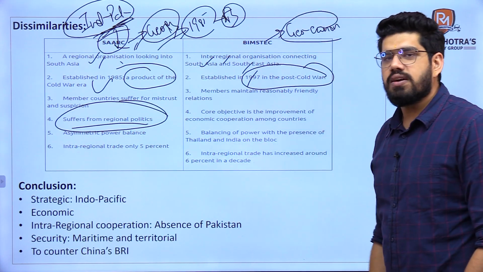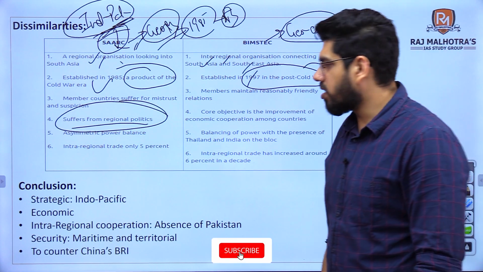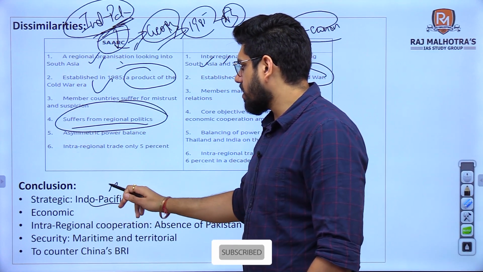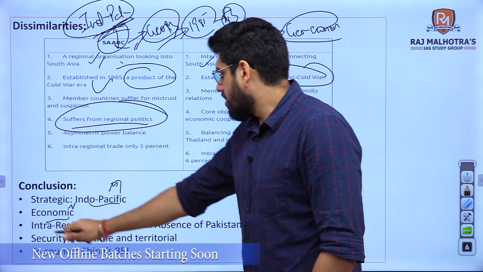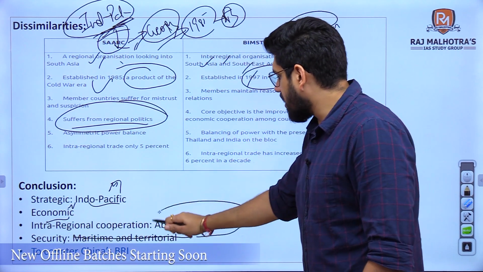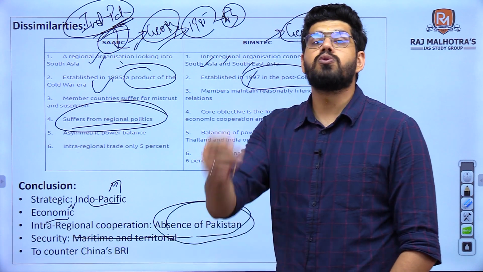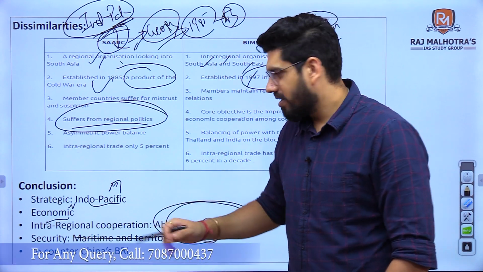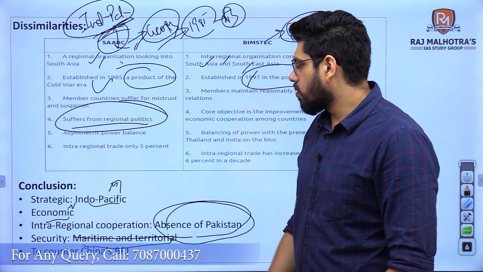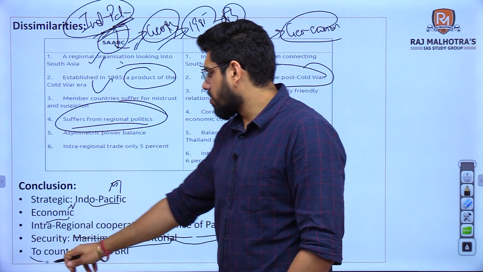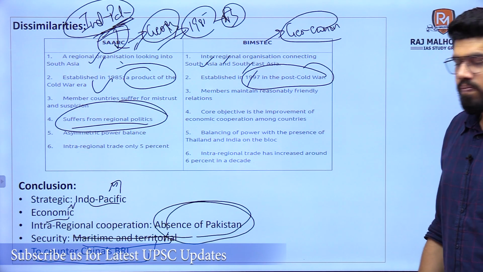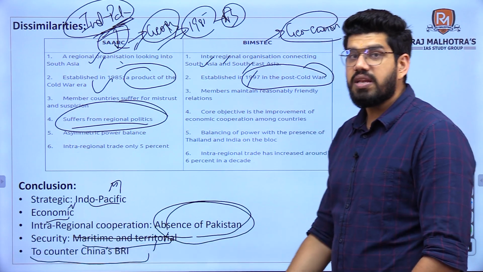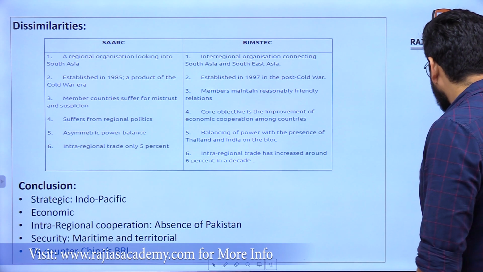Similarly, the conclusion you could have written is why BIMSTEC is important for India, Indo-Pacific, आप सबको पता है, राइट. Then economic trade के लिए बड़ा एडवांटेजियस है, inter-regional cooperation, absence of Pakistan. ये absence of Pakistan एक खुशी की बात है ताकि शायद ये सक्सेसफुल हो जाए. दूसरा है सिक्योरिटी, maritime and territorial. And fourth and last, which is very very important, is to counter China's BRI, that is China's Belt Road Initiative. So this was the answer that could have been written in this particular question.